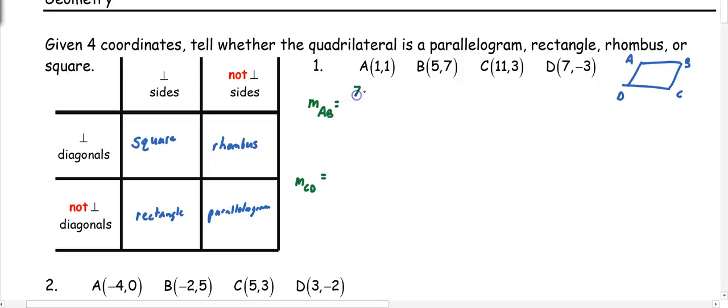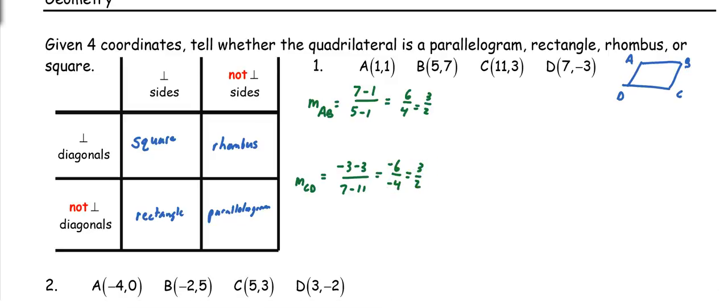In AB we have 7 minus 1 over 5 minus 1, which gets us a slope of 6 over 4, and that reduces to 3 over 2. CD has a slope of negative 3 minus 3 over 11 minus 7 minus 11. So we get negative 6 over negative 4, which also reduces to 3 over 2. So far, we know that those sides are parallel. We also need to find the slope of the other two sides, AD and BC.